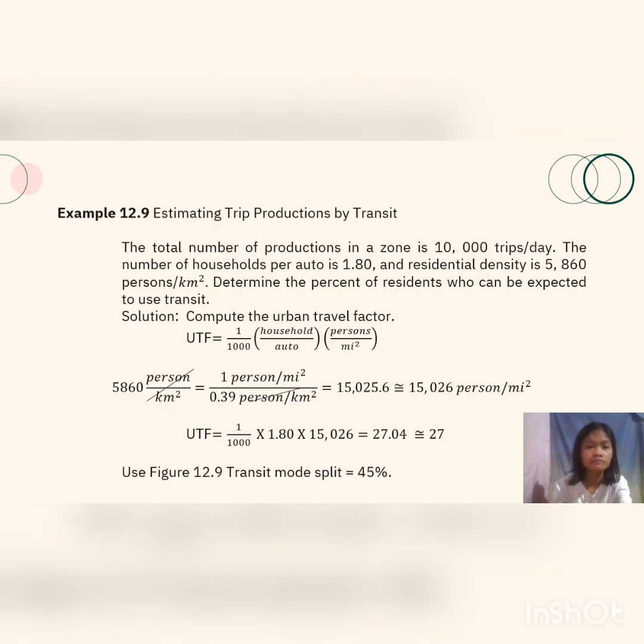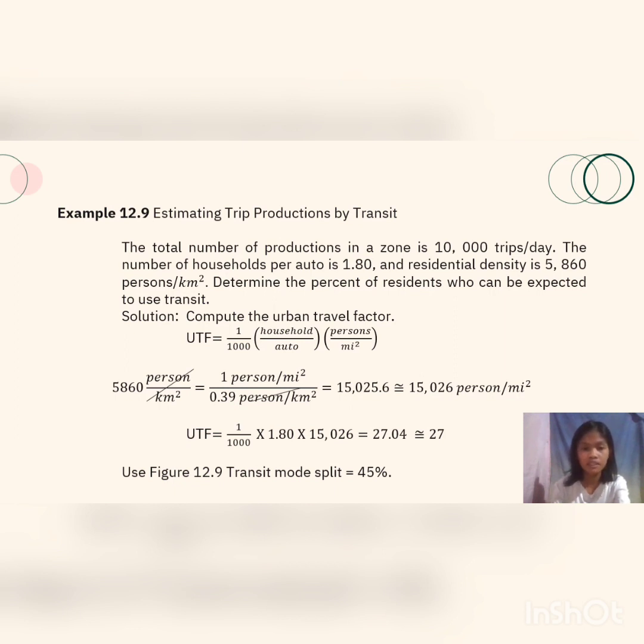Here's the example. Estimating trip production by transit. The total number of productions in a zone is 10,000 trips per day. The number of households per auto is 1.8 and residential density is 5,860 persons per square kilometer. Determine the percent of residents who can be expected to use transit. Solution. Compute the urban travel factor. Here's the formula for the urban travel factor. First, we need to convert kilometers squared to miles squared based on the given formula.